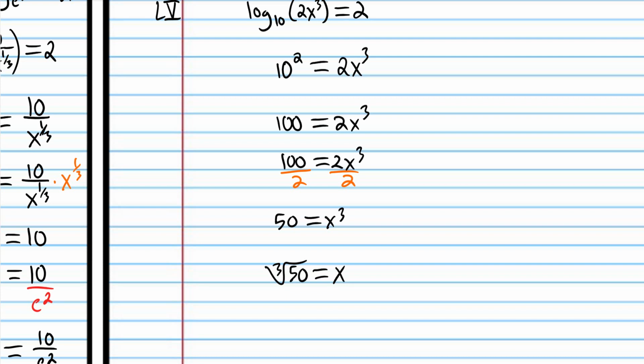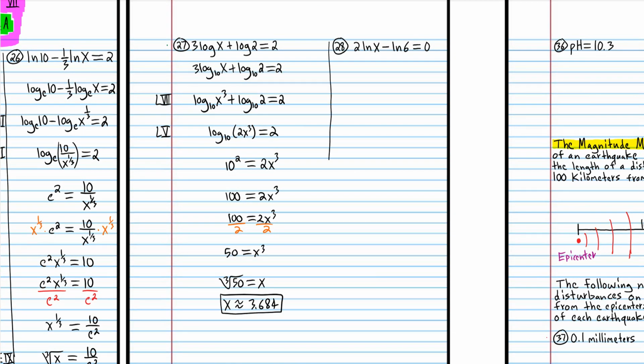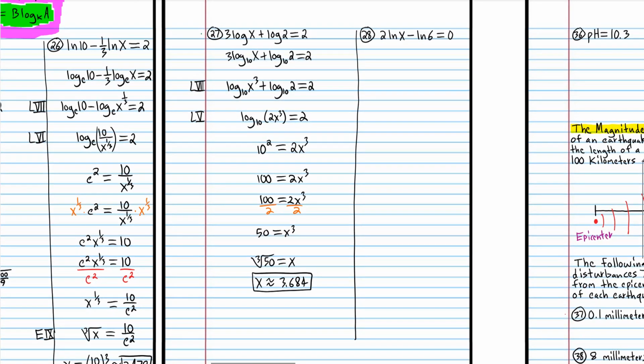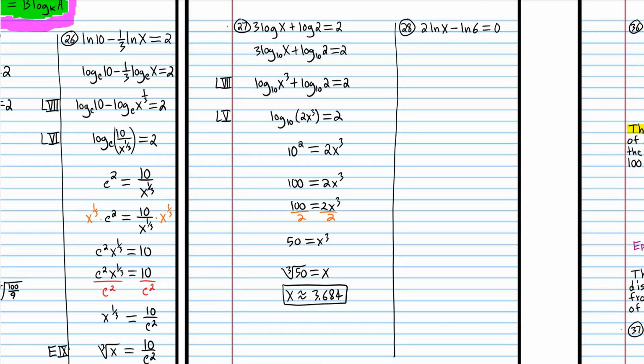And it's probably best just to leave your answer like that, but we're going to go ahead and round off because the problem tells us to round. So I'm going to enter 50 and then the cube root button at the middle left. And I get approximately 3.684. Okay, so if you got that one right, excellent. Okay, try number 27, or excuse me, try number 28. And when you come back, we'll do it together.